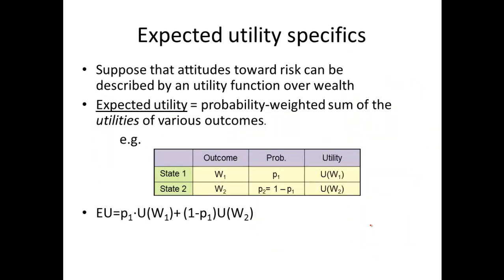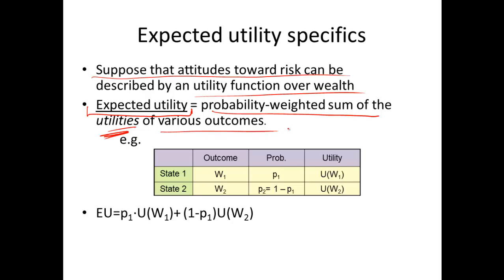All right, so we're about ready to hit the specifics of expected utility, so let's do that. What we're supposing is that attitudes toward risk can be described by a utility function over wealth. And so what this new thing is, this expected utility thing, you can guess it's related to expected value. Expected value was probability weighted sums of the wealth outcomes. Here, this is going to be probability weighted sum of the utilities of the various outcomes. So not the wealth themselves, but rather the utilities of them.